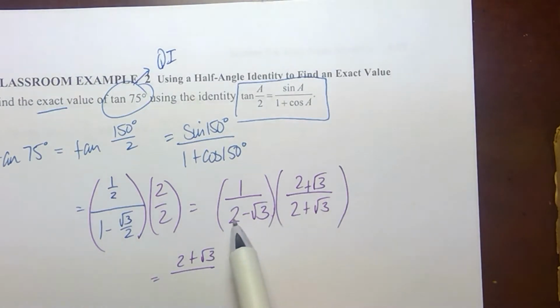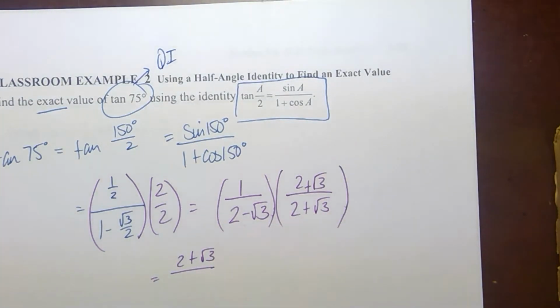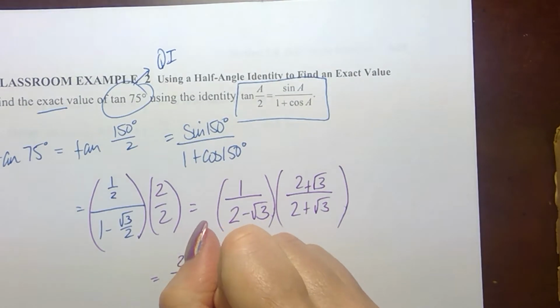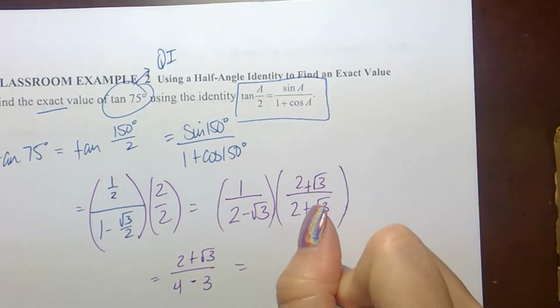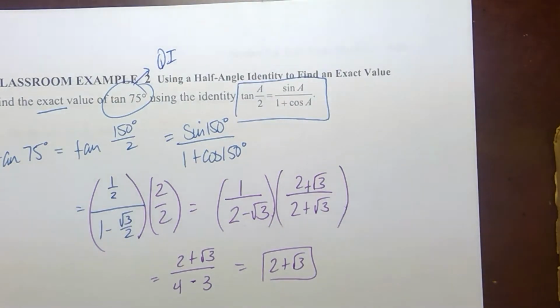My denominator, when I FOIL this, the outside and inside products are opposite, so they're going to add to 0. And I end up with 2 times 2 is 4, minus square root of 3 squared is 3. So my simplified result is just 2 plus square root 3.